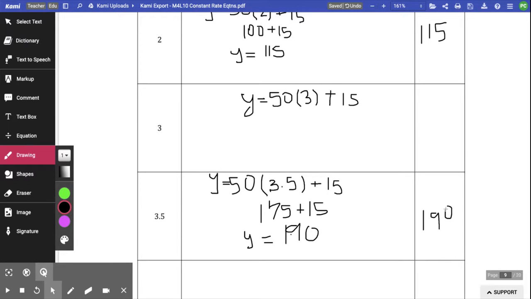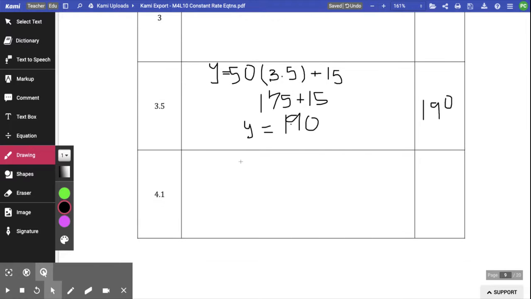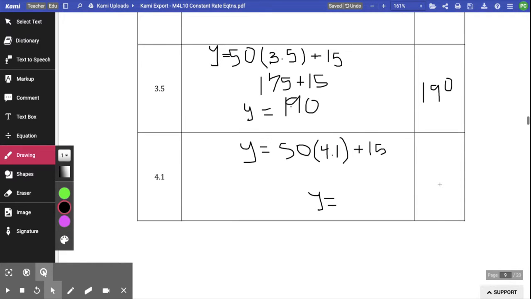Okay? And you're going to do the same thing for 4.1. Y is equal to 50 times the amount of hours he's been driving, which is 4.1, plus 15. And you're going to solve it in the same exact kind of way. And you'll get an answer, y equals something. That something's going to go here, and it's going to go here, okay?